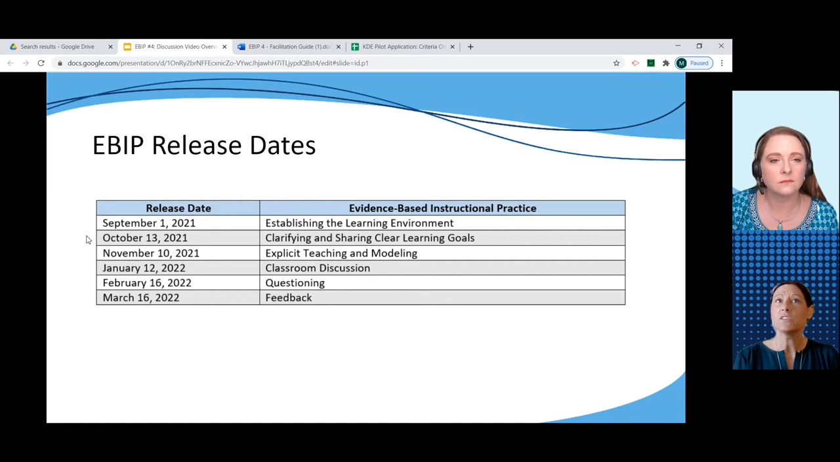We will be releasing a total of 6 EBIP modules. There were 3 that we released in the fall of 2021, and 3 will be released in the spring of 2022. And here you can see the release dates for each individual EBIP. While there are numerous evidence-based instructional practices that we could have chosen, these 6 were strategically selected because they support students in reaching the intended learning outcomes across all content areas and within the CAS.